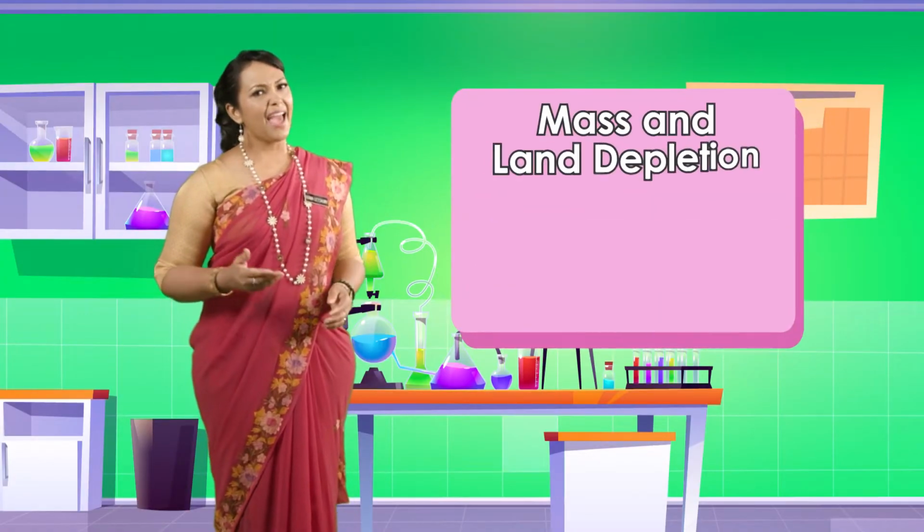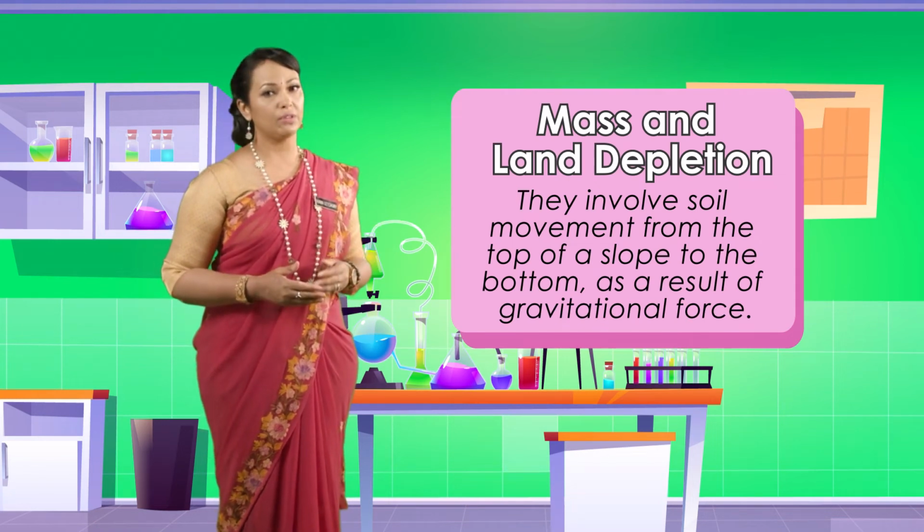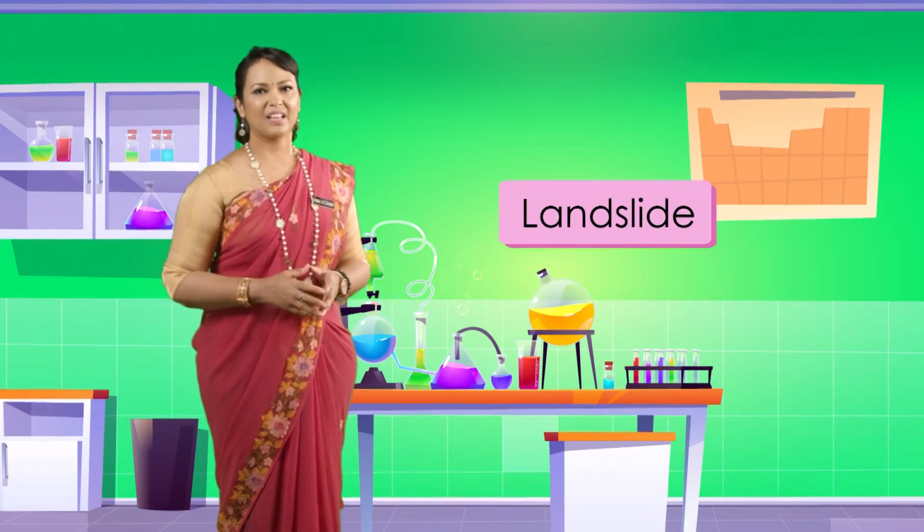Let's look at the next factor now, boys and girls. Mass and land depletion involves soil movement from the top of a slope to the bottom as a result of gravitational force. Now, can you name me an example of mass and land depletion which is quite common in our country? Yes, you nailed it. It is a landslide. This is quite common in our country where there is rapid development on hillsides and the mountain ranges.